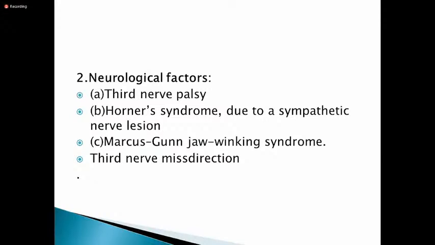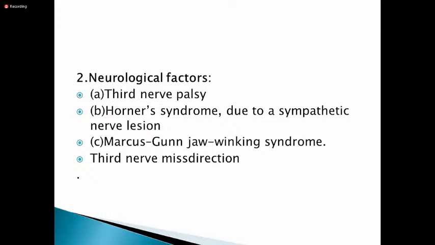There is a condition called Marcus Gunn jaw-winking syndrome. In Marcus Gunn jaw-winking syndrome, there is abnormal innervation. There is an abnormal connection between the nerves that supply the muscle of mastication and the levator muscle. So in that case, when somebody is trying to chew, there is a movement of the eyelid. That is called Marcus Gunn jaw-winking syndrome. There is a ptosis which gets worse when somebody is chewing, talking, or clenching the teeth.